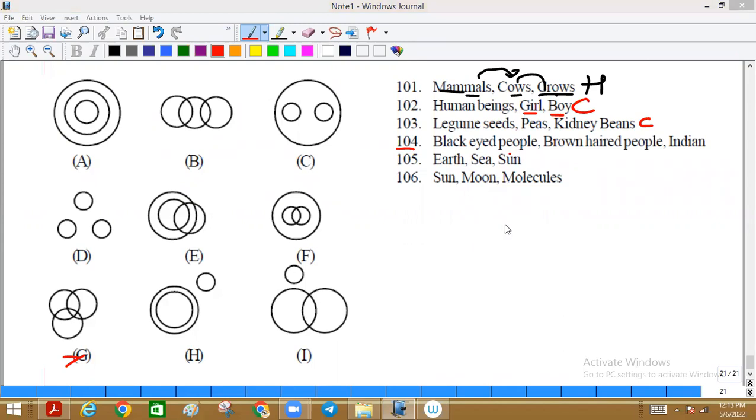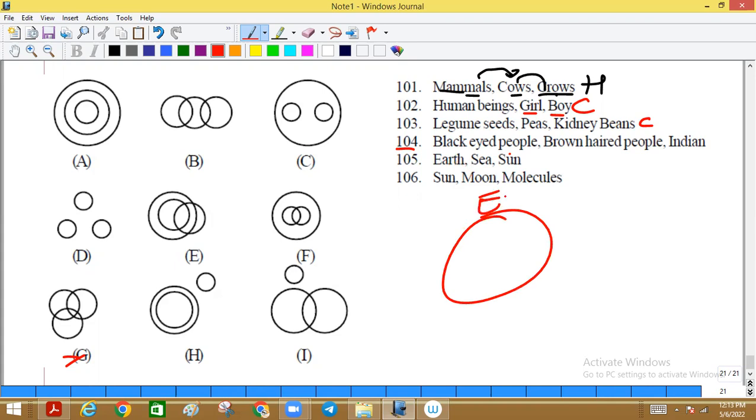H is the answer. Where is the sea? Inside the earth? Okay, it is on the earth. Is there any sea outside the earth? On Mars there is no sea. If there is no water, then how can you call it a sea? So there is no sea outside the earth. Don't confuse it. Anyway, Earth, sea, sun.